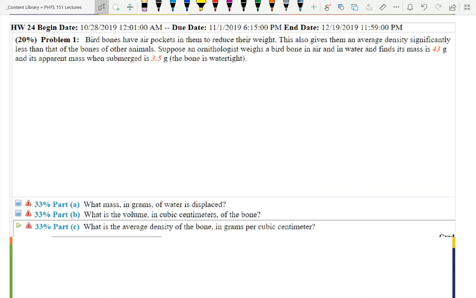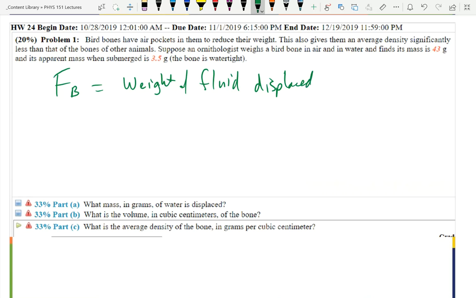Well, we know the mass difference for the buoyant force, right? In other words, the buoyant force is equal to the weight of the fluid displaced. And so if I want to find the mass of the fluid displaced, how do I go from the weight to the mass?